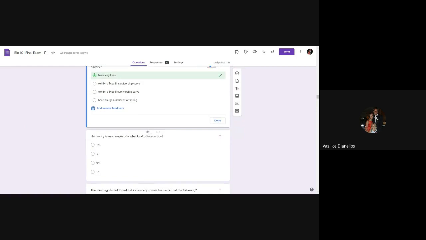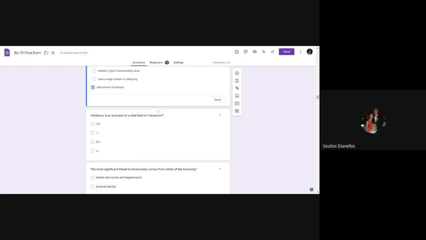Herbivory. I don't know why so many people miss this one. I was hoping it would be easy. That's why I threw it in there. And we talked about it for the exam review. Herbivory is an example of what kind of interaction? Well, it helps the thing eating the plant and it hurts the plant. So the answer is plus minus.